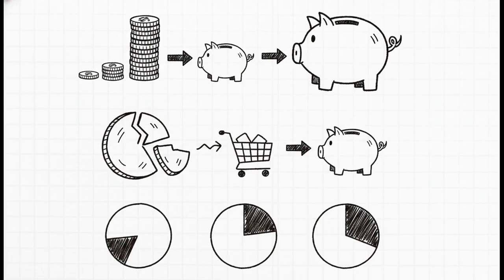And third, the average propensity to save, or APS, which is just total savings divided by total income, actually increases as income rises. This means as an economy gets wealthier, it doesn't just save more total dollars, it actually saves a larger percentage of its overall wealth.